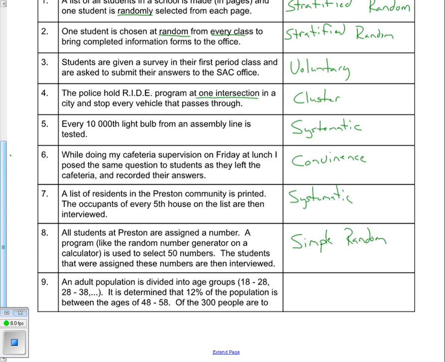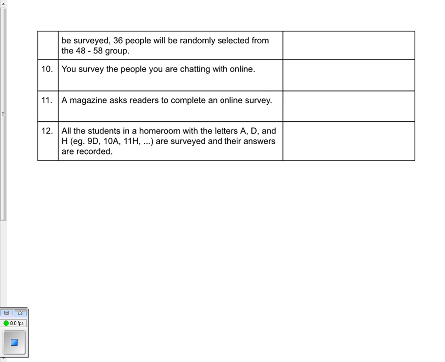Okay, and then finally, an adult population is divided into age groups, 18 to 28, 28 to 38, etc. And it's determined that 12% of the population is between 48 and 58. So of the 300 people that are surveyed, 36 of them are going to be randomly selected. Okay, and so if I'm randomly selecting 36 of them, that means that I've already stratified the groups. I've subdivided the groups into smaller pieces, into 10-year age blocks. Okay, but if I'm randomly selecting them, then this is going to mean that it is stratified random. Okay, so I've created age blocks, so I've stratified them, and if I'm randomly selecting people from the age groups, then that is stratified random.